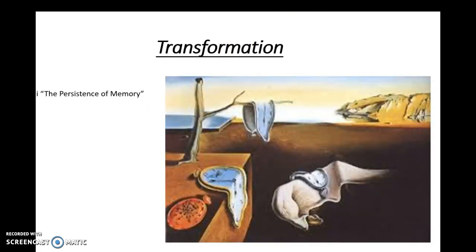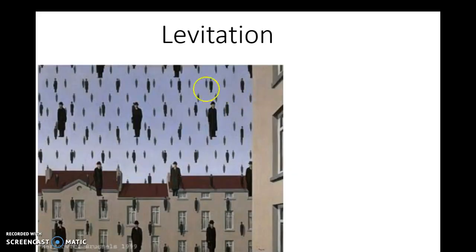The next example is transformation. And this is when you have objects that are changing right before your eyes. They might be melting, like this example in The Persistence of Memory. They could be breaking apart like glass or puzzle pieces. It could be turning into another type of image.